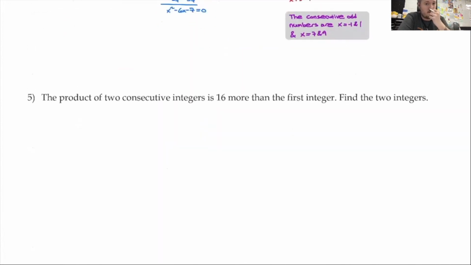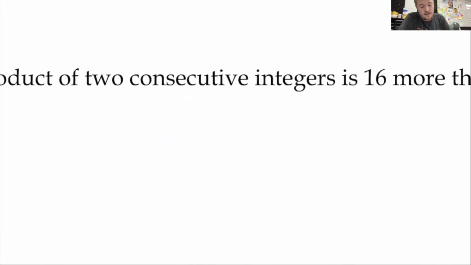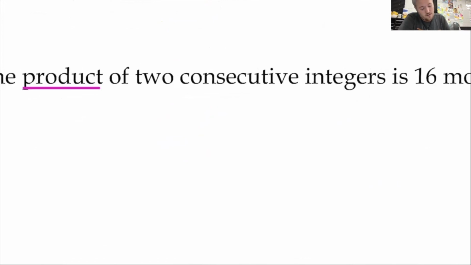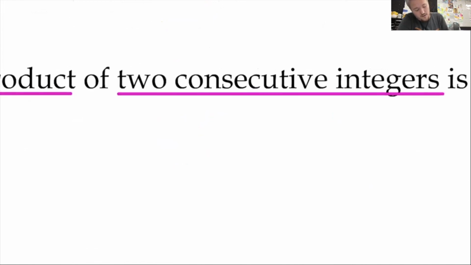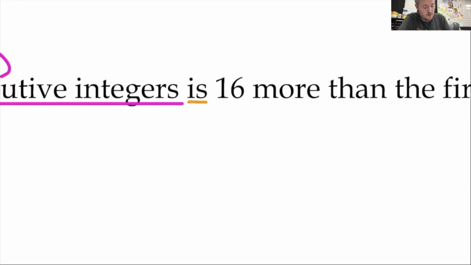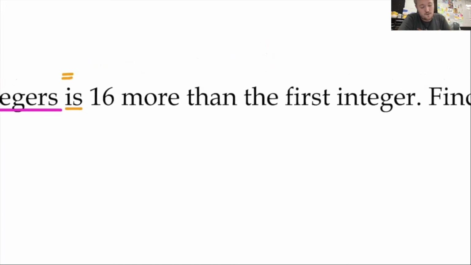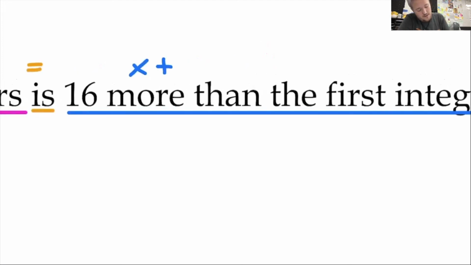So the product of two consecutive integers is 16 more than the first. I'm going to find the two. All right, so it doesn't specify if we're doing consecutive even or odd. It's just consecutive integers, which means it's going to be x and x plus 1. So we're doing the product of two consecutive integers. So that's going to be x and x plus 1. All right. And then once again, we're going to go through each of these words and find out what their math equivalent is. So is going to be equals. And then 16 more than the first. Well, the first number is just x. So it's going to be x plus 16.